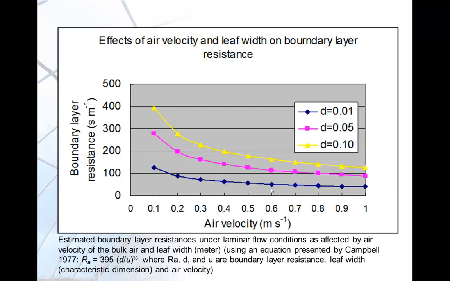So that's why you have 10 centimeter width of leaf, 5 centimeter and 1 centimeter, and the wider the leaf size, the greater resistance you have at the given air velocity. And if you have higher velocity, you can reduce the boundary layer thickness and therefore resistance. So the greater the leaf area is, or the smaller the air velocity is, then you have much bigger boundary layer resistance.